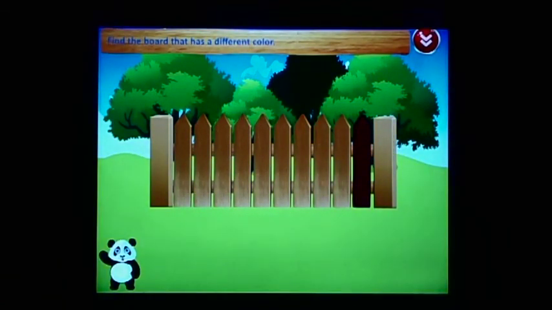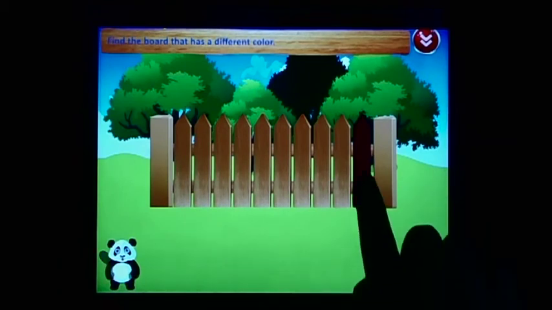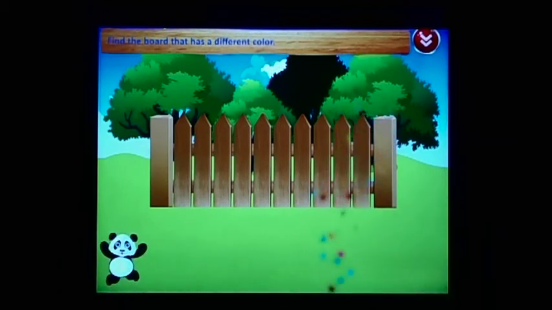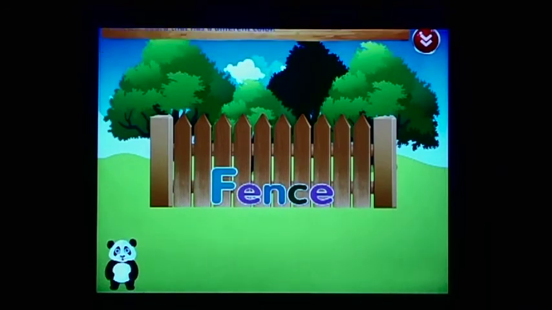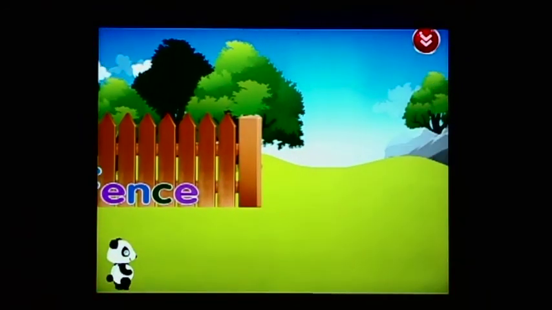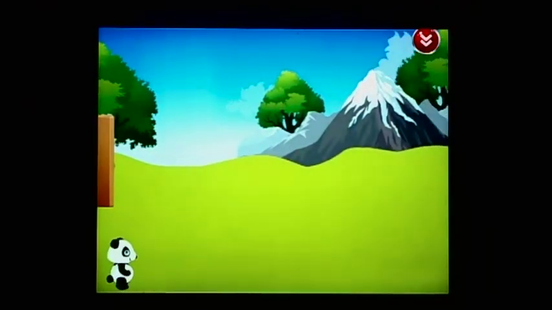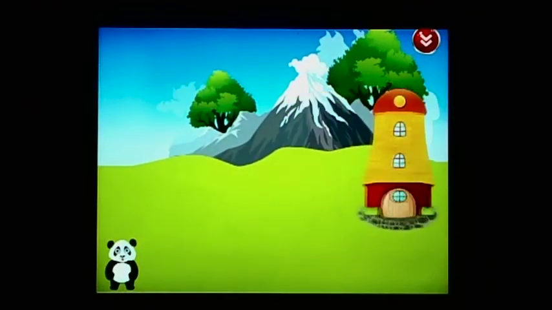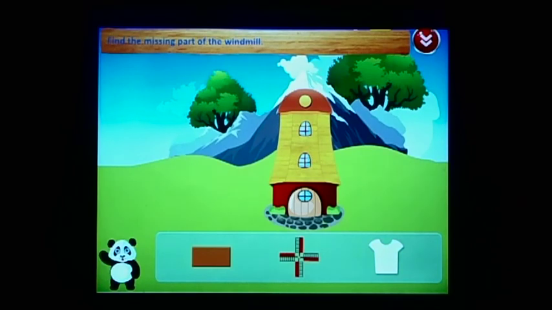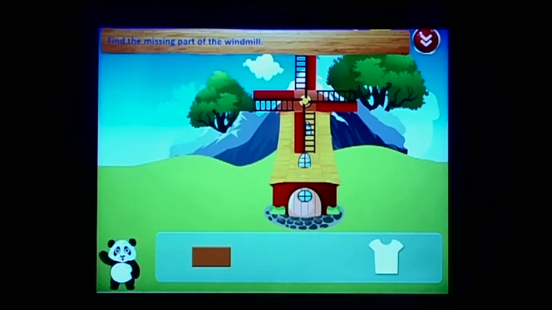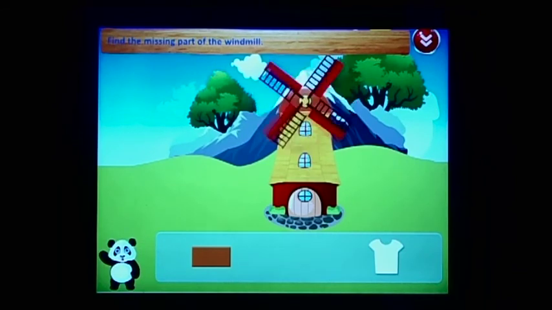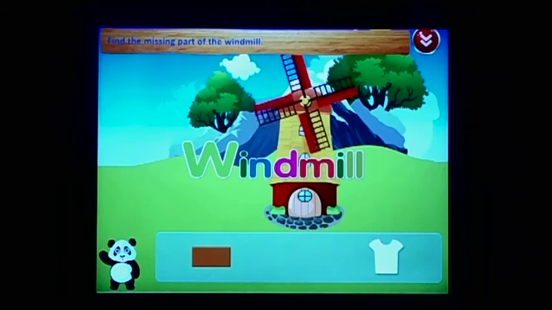Find the board that has a different color. You did it! F for fence. Find the missing part of the windmill. Good job! Thank you! This windmill has 4 large blades. W for windmill.